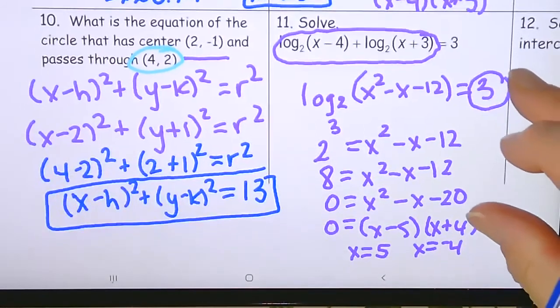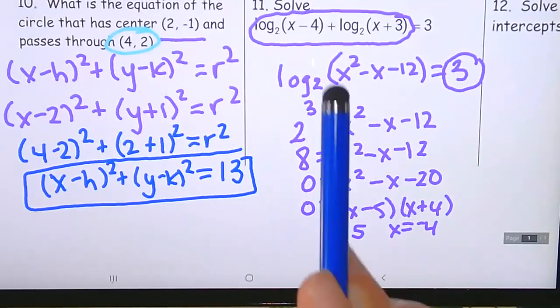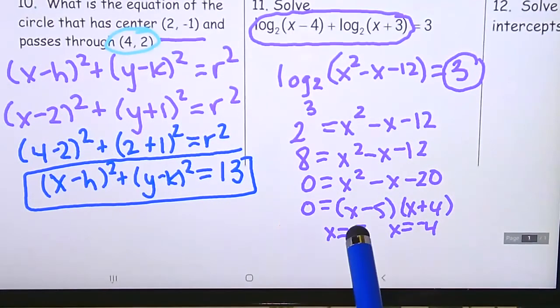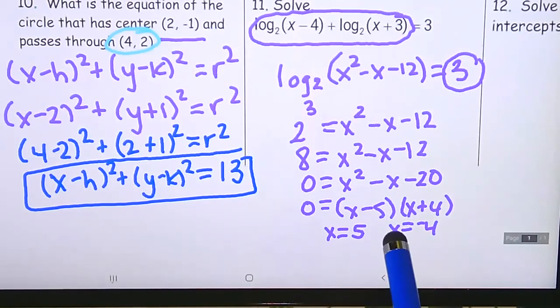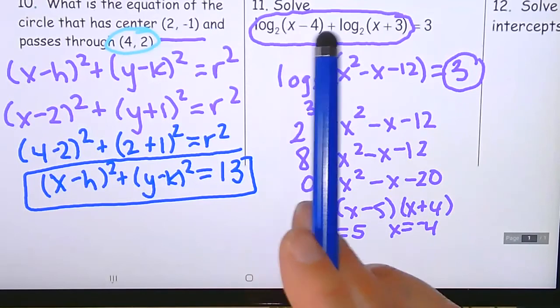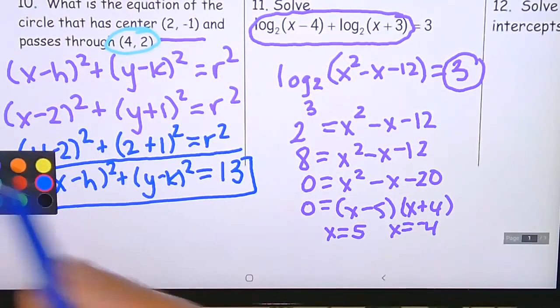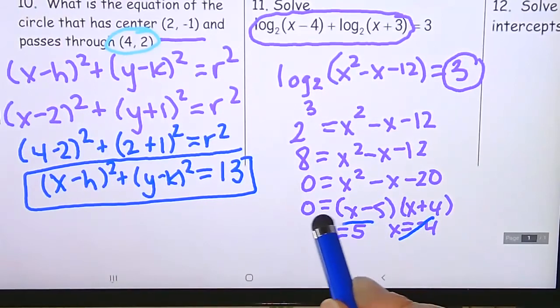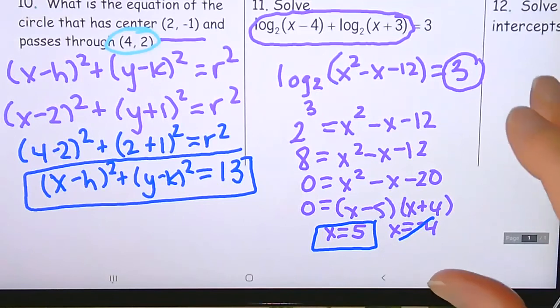But again, you have to watch out for extraneous solutions. You need to make sure that when you put any of these in, it's not going to make a negative or 0. So 5 works. -4 makes this negative and it makes this negative. So that one's not going to work. So that's a no. So this one is my answer. And last one, number 12.